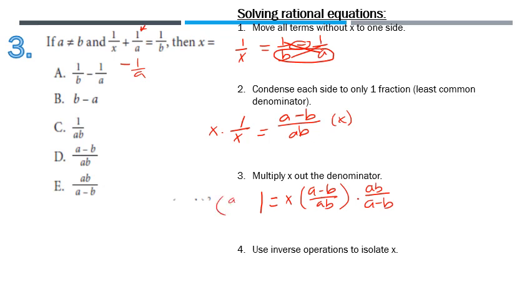So we get a over b, a minus b. And so therefore, once this is done, eliminate, eliminate, and we're left with x equals anything times 1 is itself. A times B over A minus B. So therefore our answer would be E.